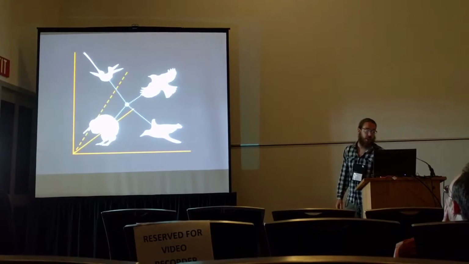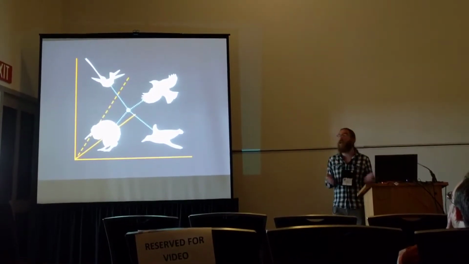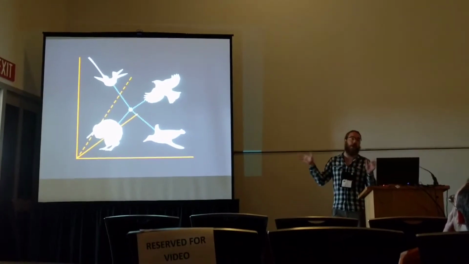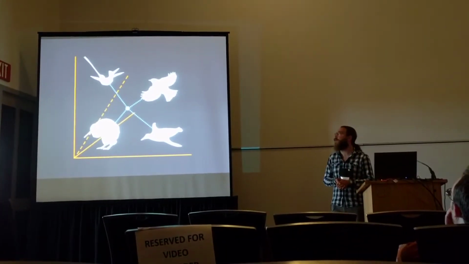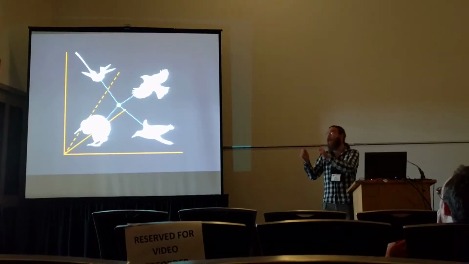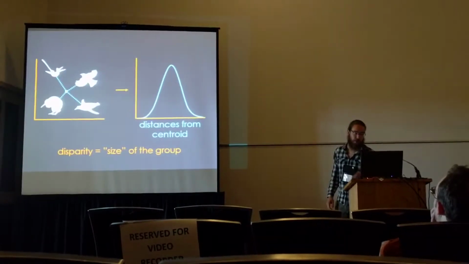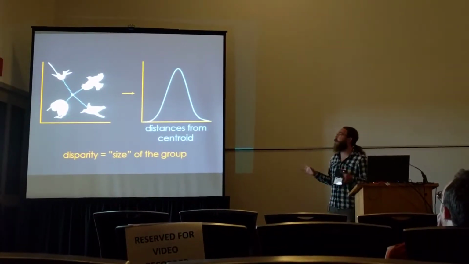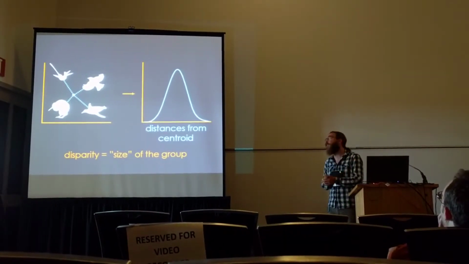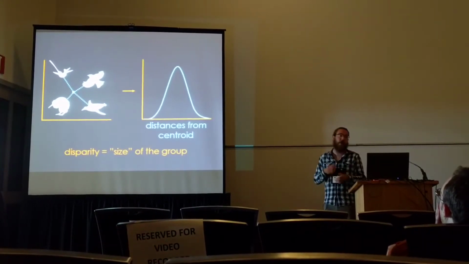That's really easy and useful, because you can calculate Euclidean distances in any number of dimensions. It doesn't matter how many dimensions you have, you can just measure the distance between each of your species and the center of the morphospace. And then you can have a distribution of the distances between each species and the centroid of your morphospace.